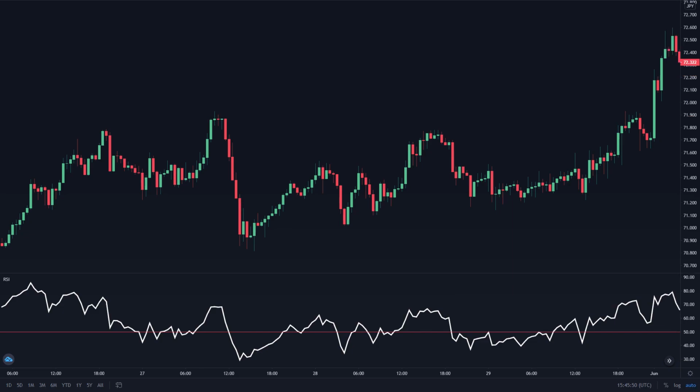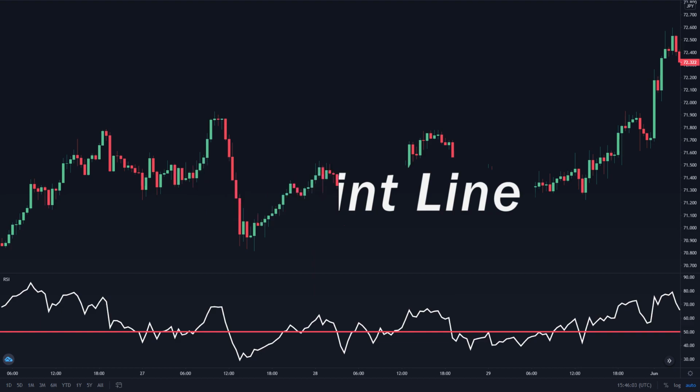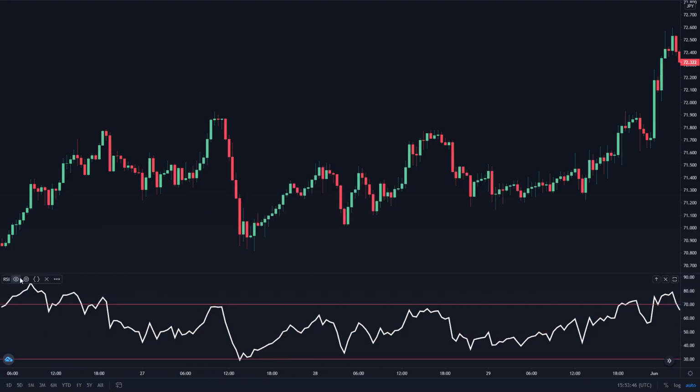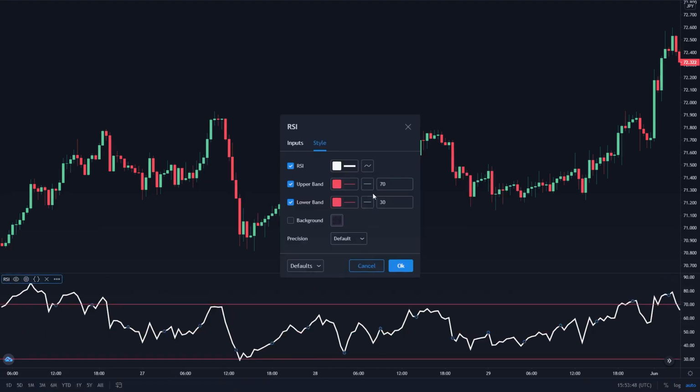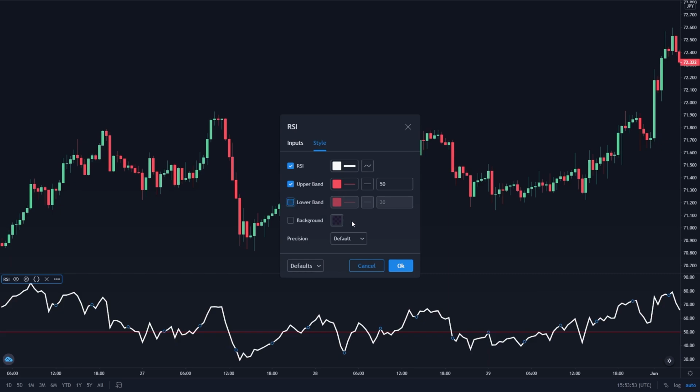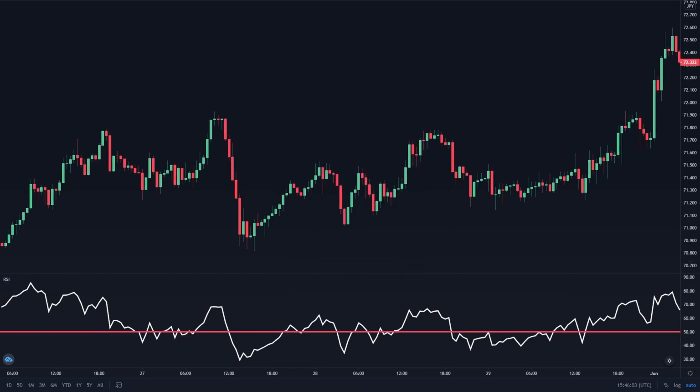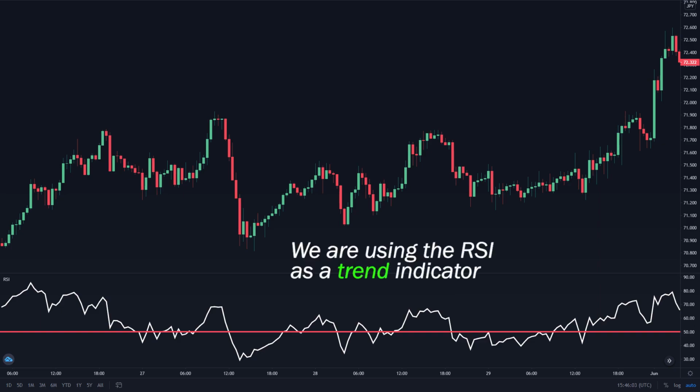Another way of utilizing the RSI is by using the 50-point line. So the default settings in the RSI are 70 and 30. So you actually want to change this into 50 and just disable the other ones. So now we have a middle line in the RSI. So in this strategy, we are actually using the RSI for a trend indicator instead of a reversal indicator.